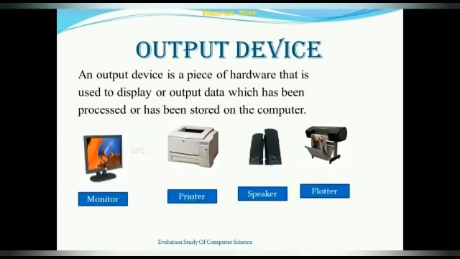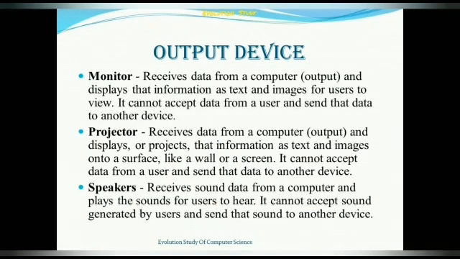And what is an output device? An output device is a piece of hardware that is used to display or output the data which has been processed or has been stored on the computer. Example: monitor, printer, speaker, plotter, etc. Now let us talk about these output devices in brief. What is the function of a monitor? It receives the data from a computer or the output and displays that information as text and images for the users to view. It cannot accept the data from a user, and it sends that data to another device.